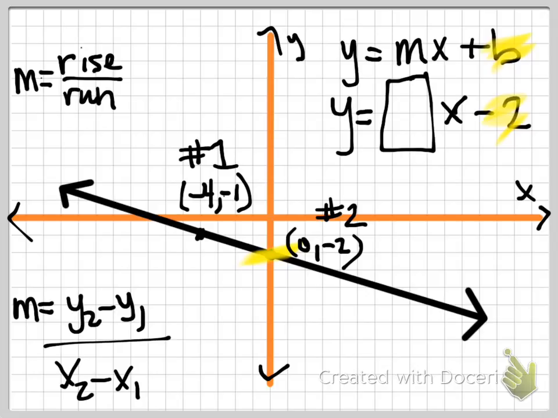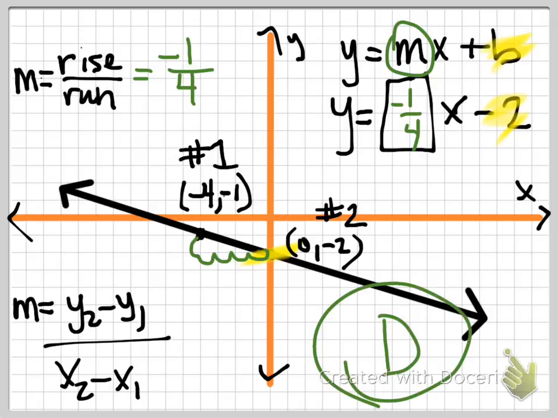However, because I have such a small distance to go, it would be a lot easier to say I go down 1, so my rise is -1, and I go over 1, 2, 3, 4, positive 4, and so my slope is -1 over 4. And if you look at the answer choices, D is going to be the answer. Y equals -1 over 4x minus 2.